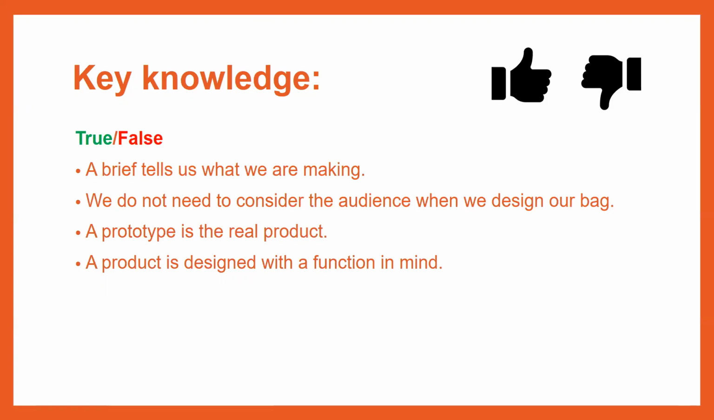Next one, a prototype is the real product. That is also false, because the prototype is your first design, your first mock-up of your product, okay, and it can be changed. So it's just to show people this is what it's going to look like or might look like, and then you can make your changes as you go. And finally, the fourth one, a product is designed with a function in mind. That is true, okay, because your product has to have a particular function, it has to have a particular job. There must be a reason that you're designing that product.